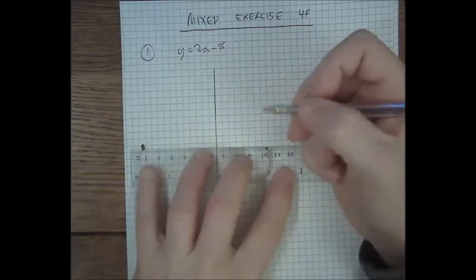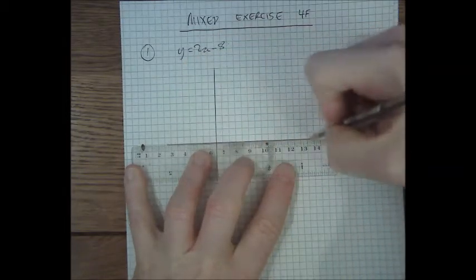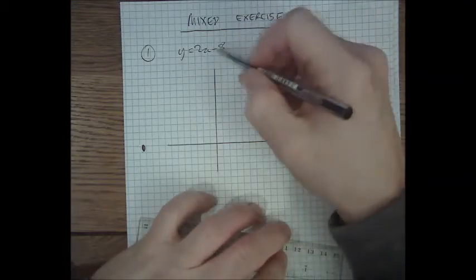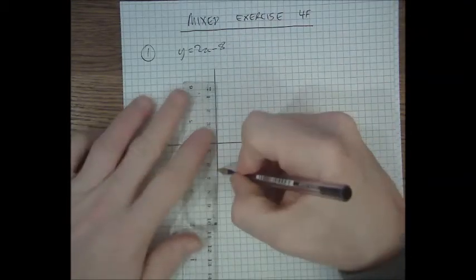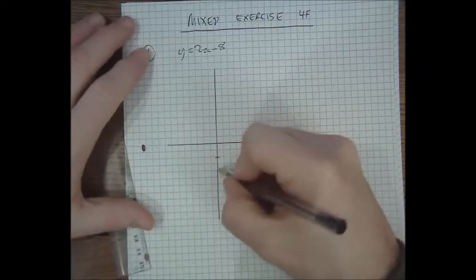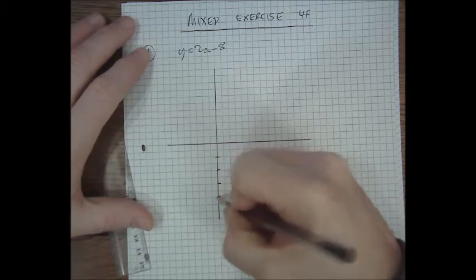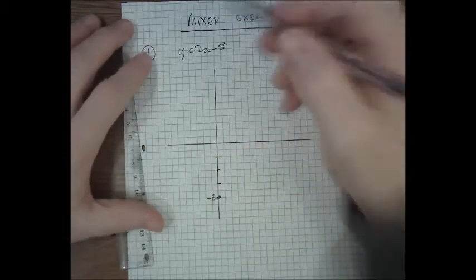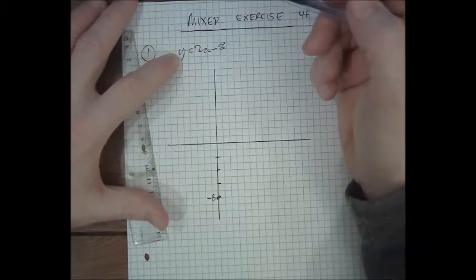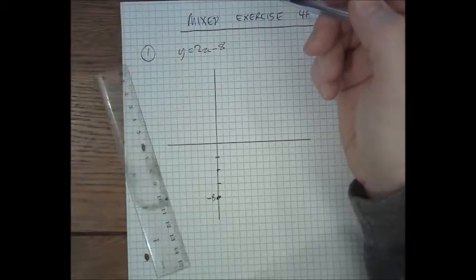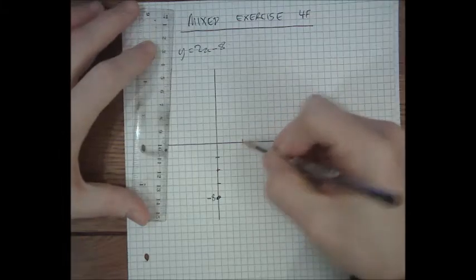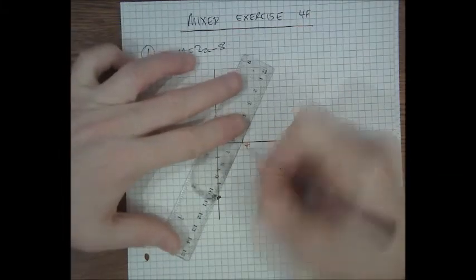So this is a classic example of a problem where a diagram will help, and it won't be that hard to get the diagram going. The y-intercept must be -8, because that's what you get when you put x equals 0 in. And the x-intercept, when you put y equals 0, you get x equals 4. So that's my diagram.